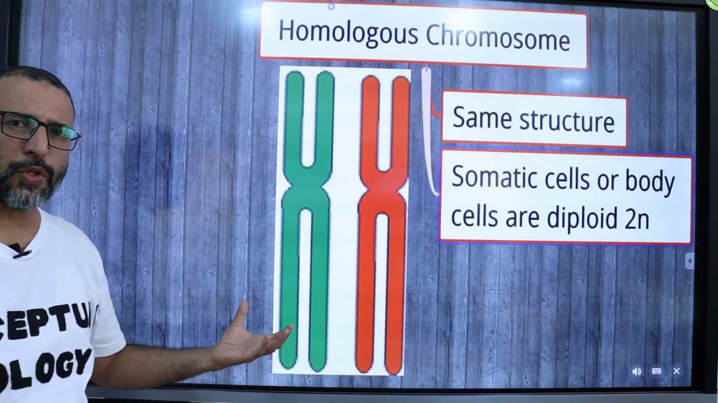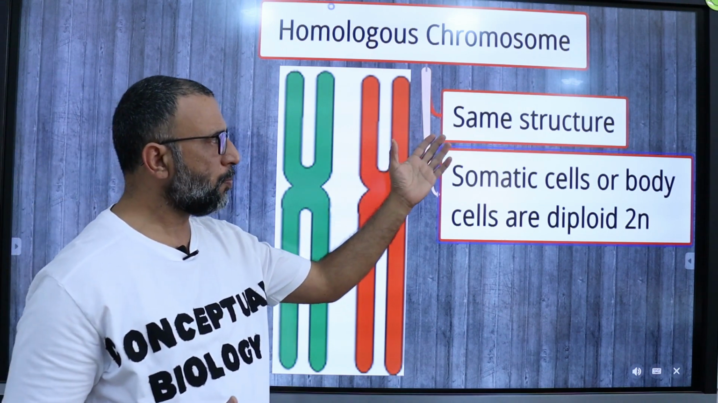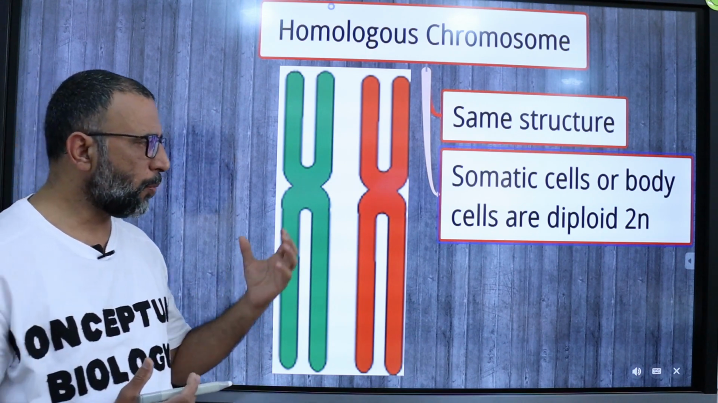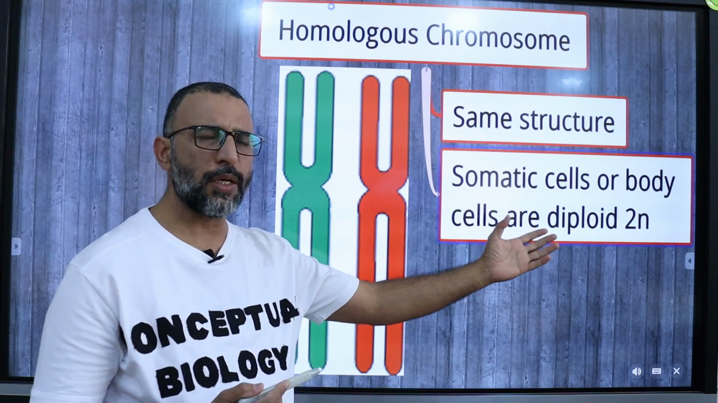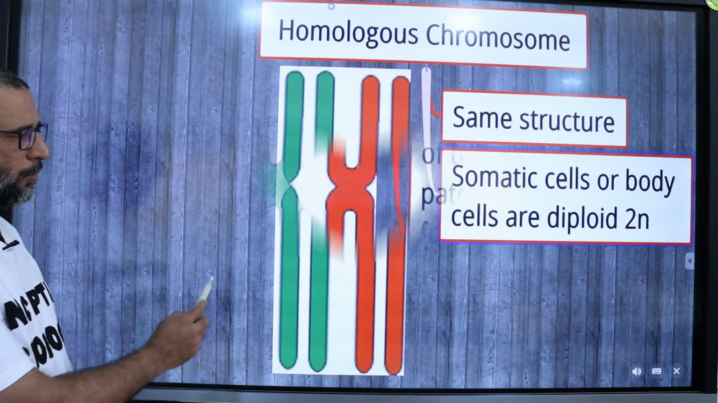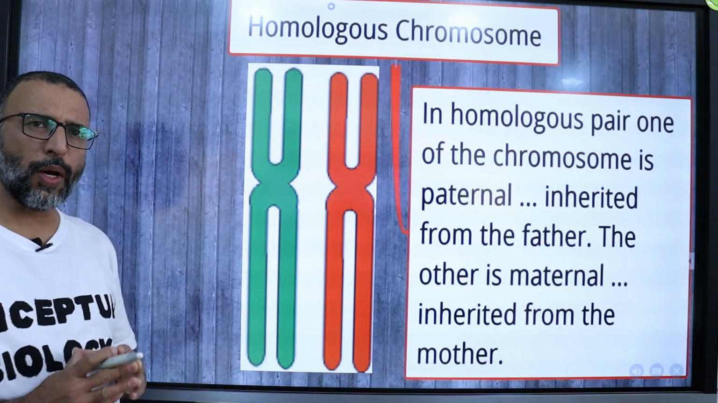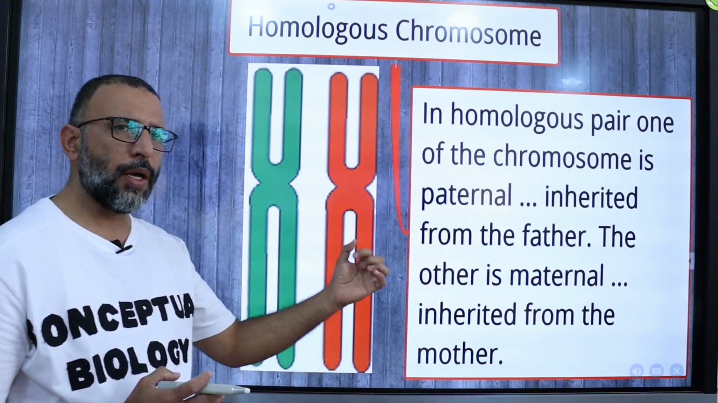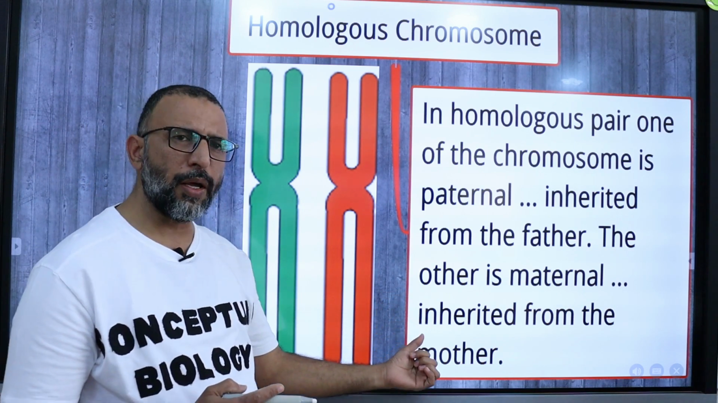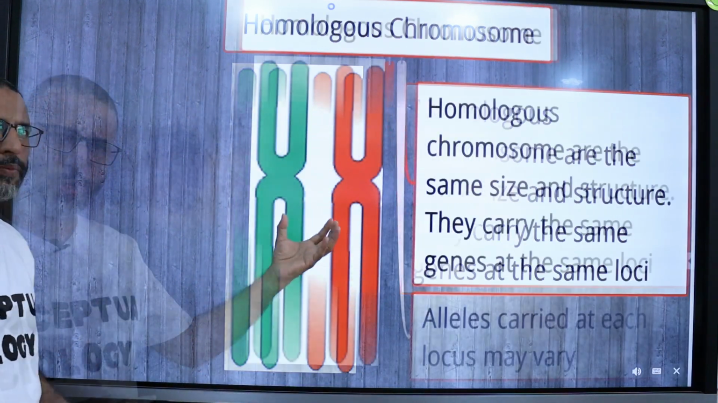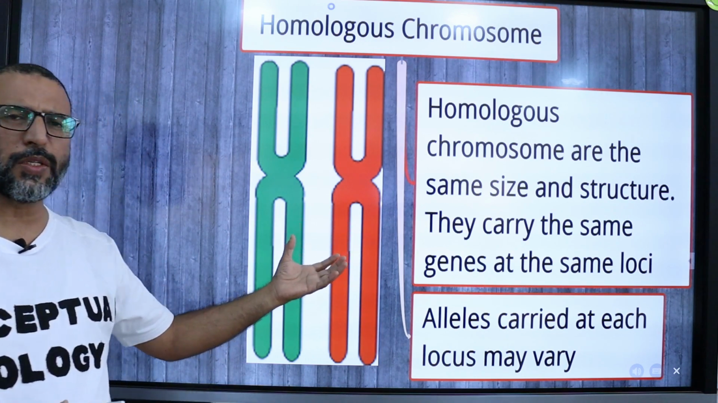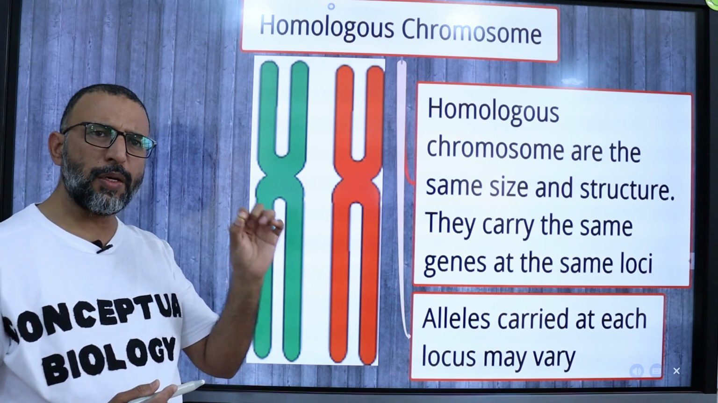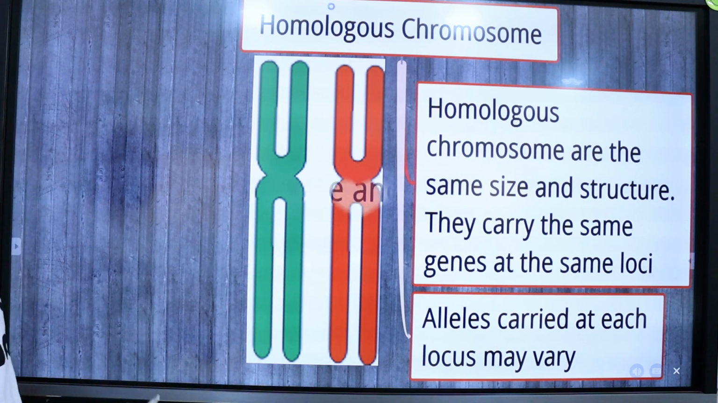Now, homologous chromosomes are chromosomes that have the same structure. In somatic cells, which are called body cells, homologous chromosomes are present and the cells are said to be diploid, that is 2n. In a homologous chromosome pair, one chromosome is paternal, inherited from the father, and the other is maternal, inherited from the mother. Homologous chromosomes are the same size and structure, and they carry the same genes at the same loci, but the alleles carried at each locus may be different.